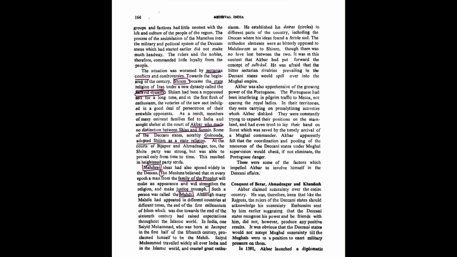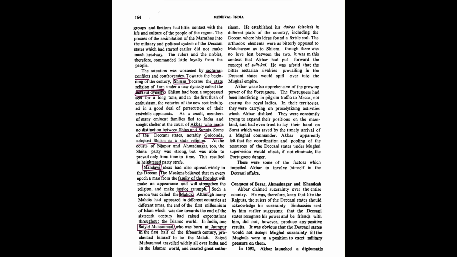Although many Mahdis had appeared in different countries at different times, the end of the first millennium of Islam, which was due towards the end of the 16th century, had raised expectations throughout the Islamic world. In India, one Sayyid Muhammad, who was born at Jaunpur in the first half of the 15th century, proclaimed himself to be the Mahdi. Sayyid Muhammad traveled widely all over India and in the Islamic world and created a great enthusiasm.